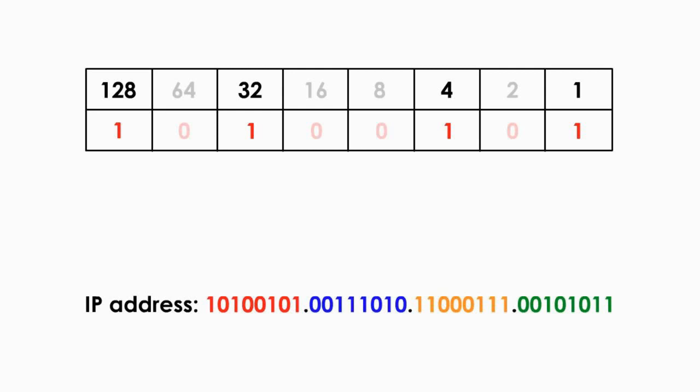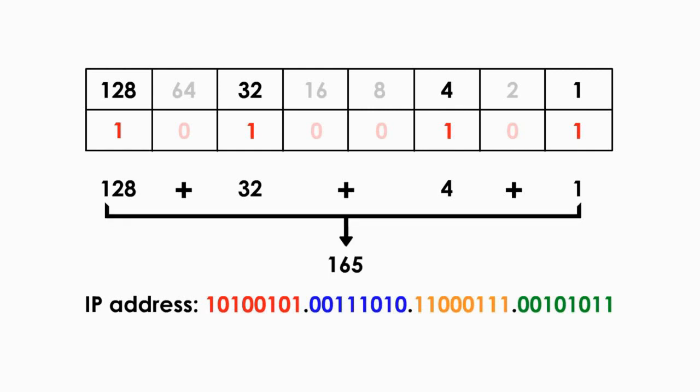The next step is to bring down the numbers above the ones. They are 128, 32, 4, and 1. Then we add them up. 128 plus 32 plus 4 plus 1, we got 165. That's it. The first octet is 165 in decimal value.